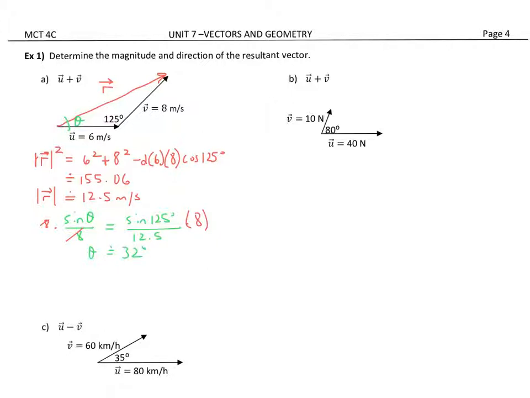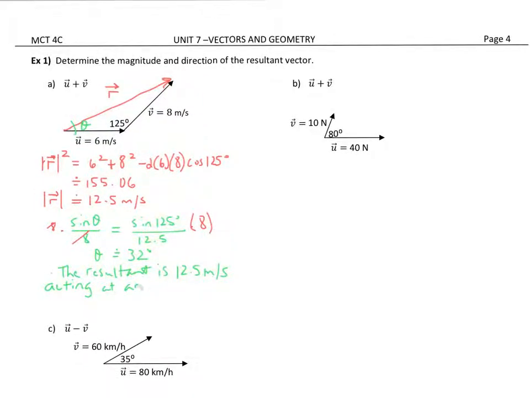All right, so therefore the resultant is 12.5 meters per second acting at an angle of 32 degrees, and I rounded that answer, of course, 32 degrees to vector u. Or I could have said to the 6 meter per second vector, to vector u.